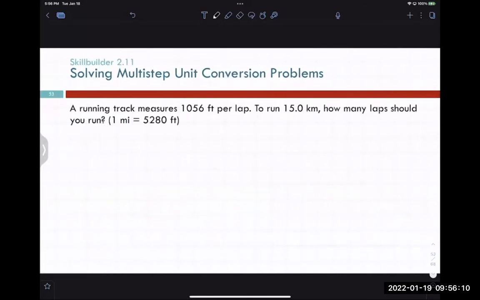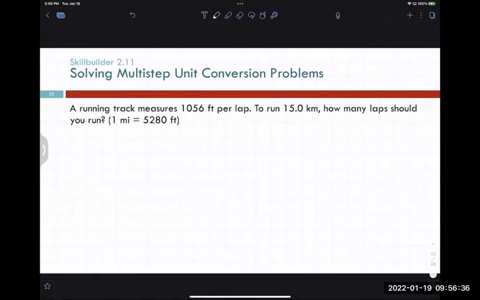Another one. So again, we're given a word problem. Are there questions? Can answer questions. I can also talk over murmuring. A running track measures 1,056 feet per lap. To run 15 kilometers, how many laps should you run?